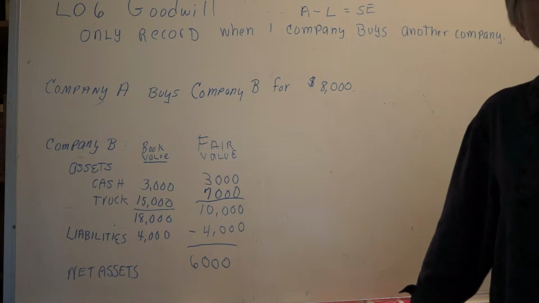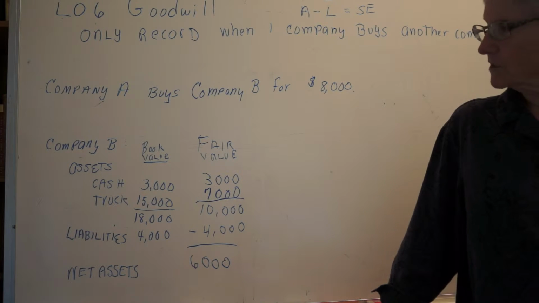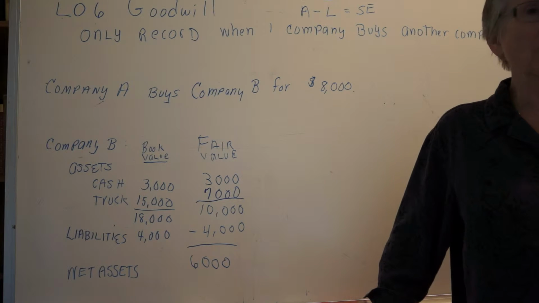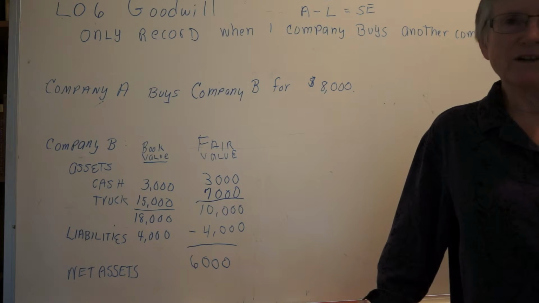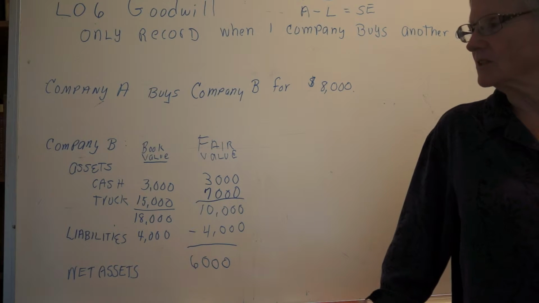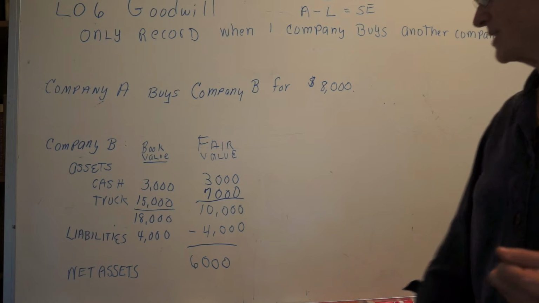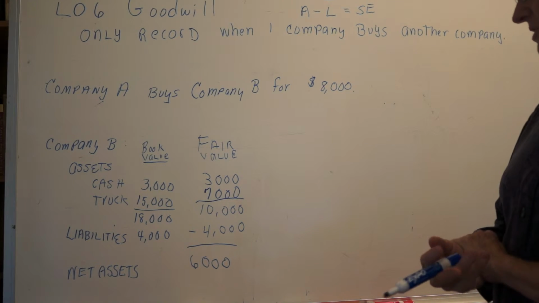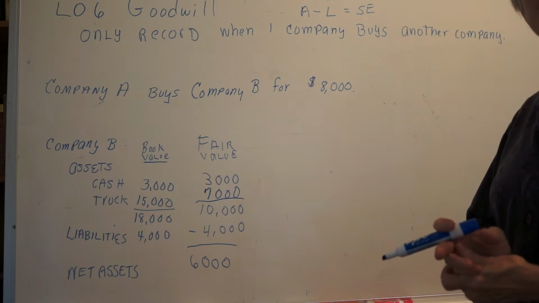Now, why are they paying more? Well, perhaps company B has really good management and they've got a lot of potential there. They may have a great location, a high quality product, a happy labor force, all kinds of things, sort of these intangibles that make that company have a value over and above the value of its net assets.